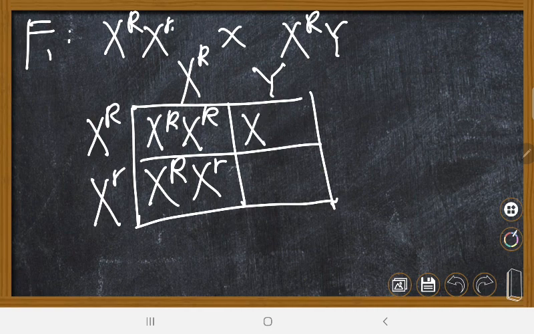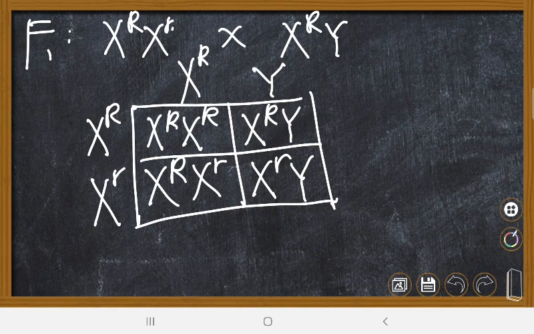Nakakasunod guys, ito yung explanation kasi dun sa results na nakita ni Morgan. Kaya he arrived at the idea that the gene for eye color is found on the X chromosome. Okay, ito yung explanation of it.